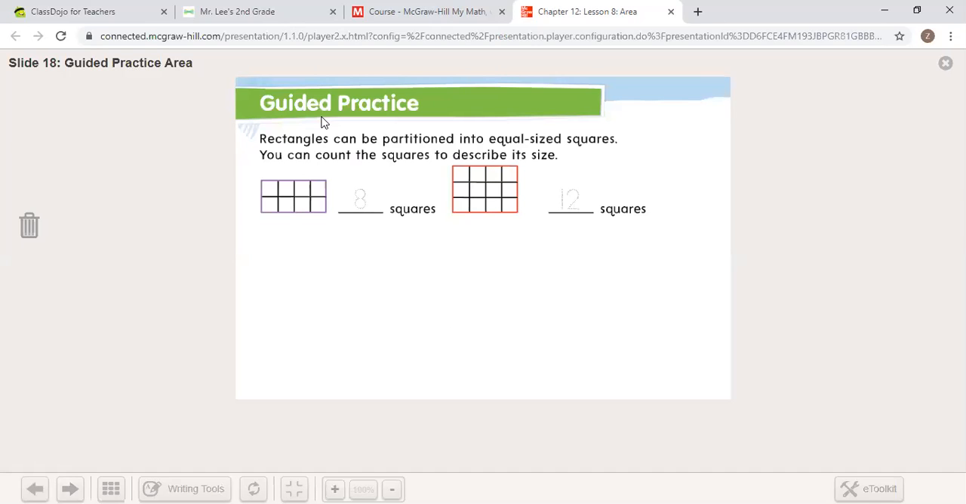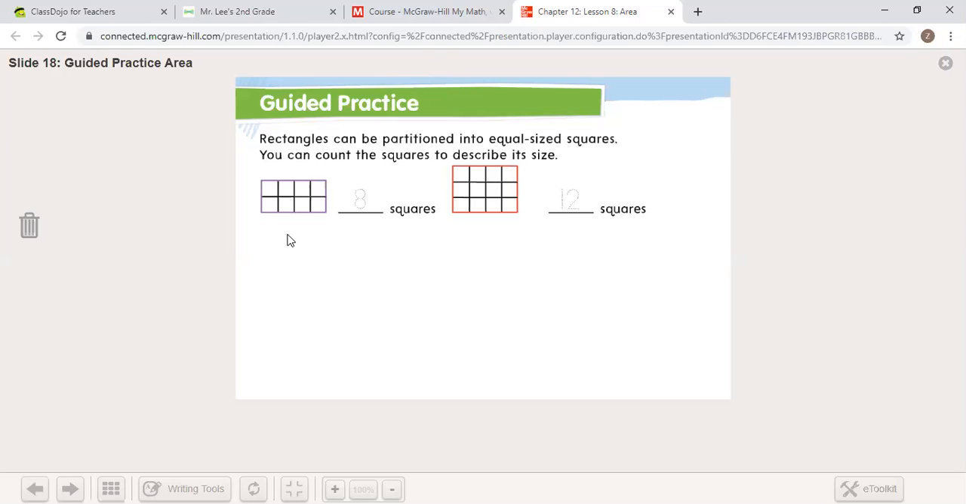So guided practice: rectangles can be partitioned into equal size squares. You can count the squares to describe its size. So in this purple rectangle, there's 8 equal squares. So that means I have an area of 8, okay? I have 2 in a column and 4 in a row. So my multipliers, my students that can multiply, that'd be 2 times 4, which is 8. So then over here, in the red rectangle, I have 3, and I have 4. So I can do 3 times 4, or I can skip count by 3s, or I can skip count by 4s. Any of those ways will tell us how many squares we have.